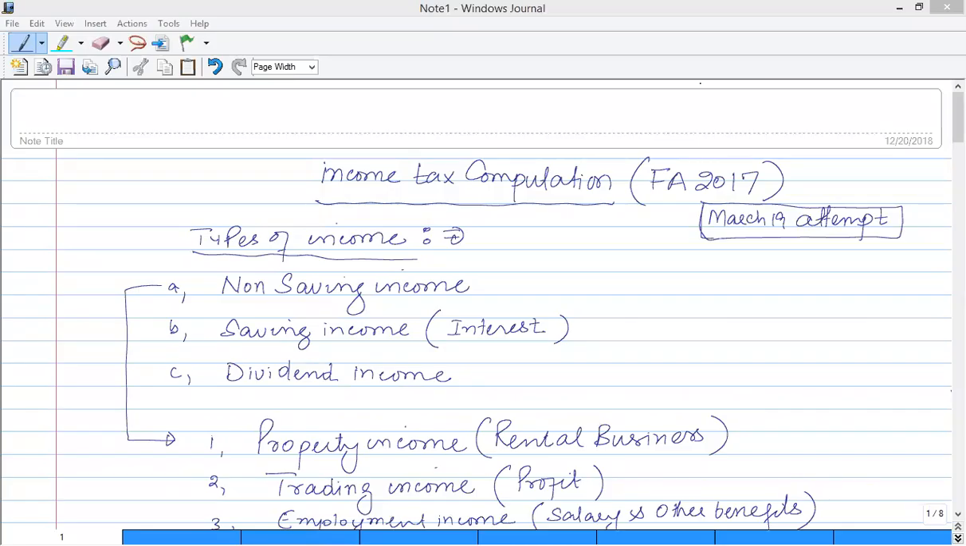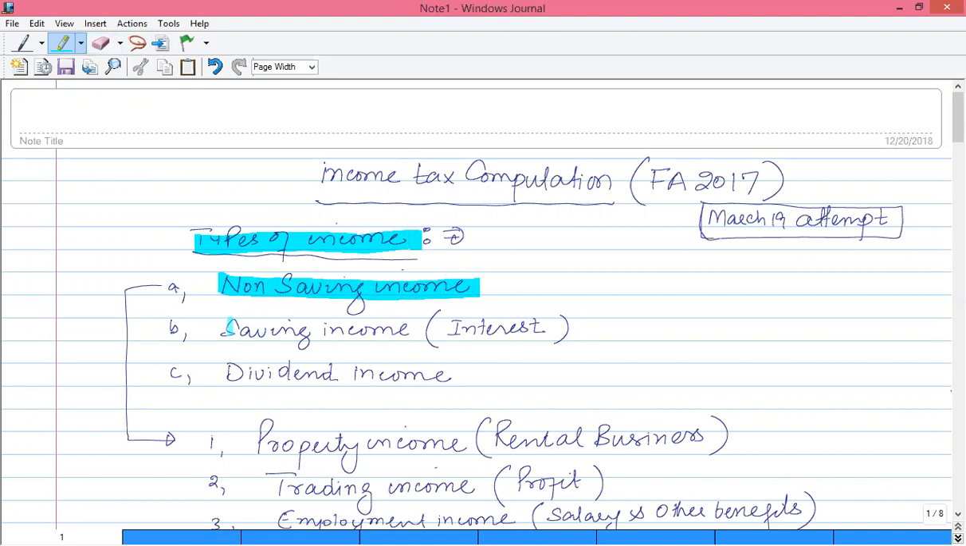In this lecture, we will be discussing the income tax computation, that is, how we can calculate income tax liability from the sources of income generated by an individual. Let's discuss it further. An individual's income can be classified into the following three types. First of all, non-saving income. Other is saving income, that is the interest, and third one is the dividend income.